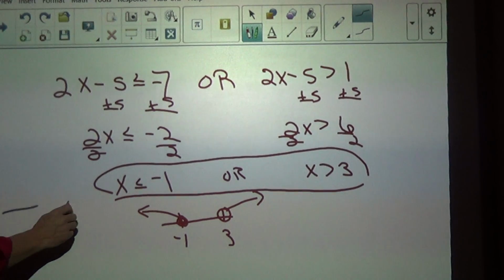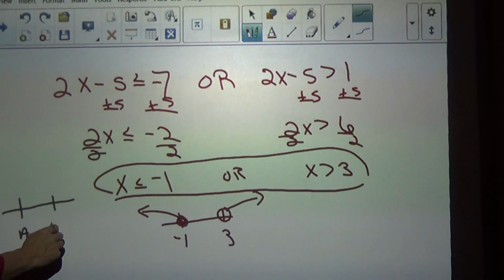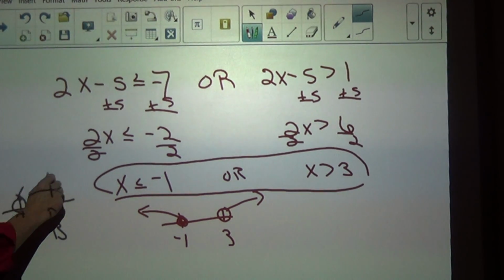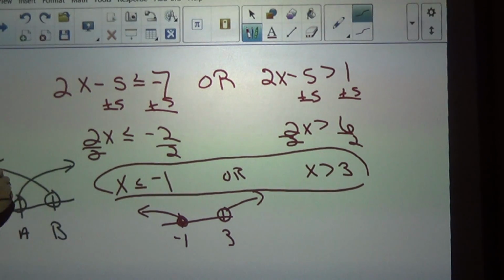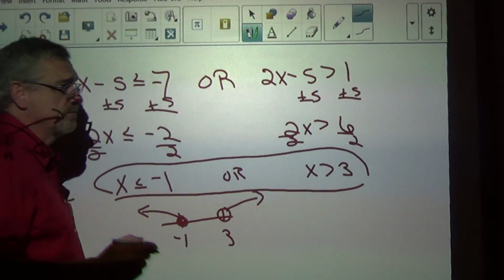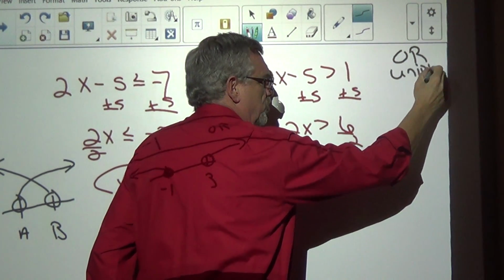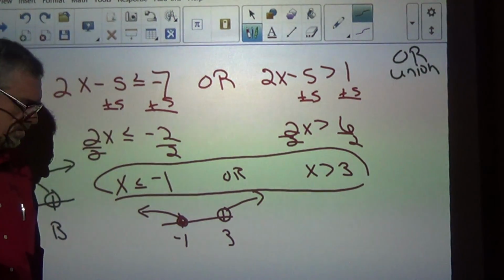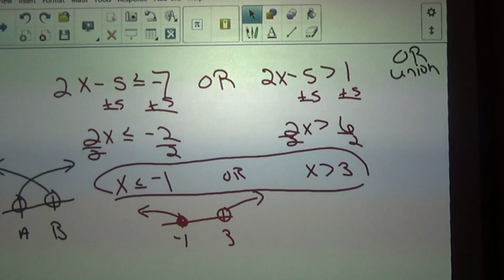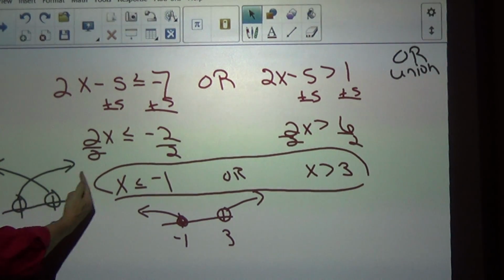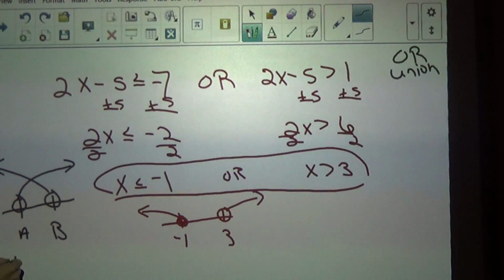What would happen if we have an or statement and it does this? Now, I forgot to tell you this. This is an or statement, and it is the union of everything. So if the answer looks like this, B would say every number to the left. A would say every number to the right. So that would just be all numbers.